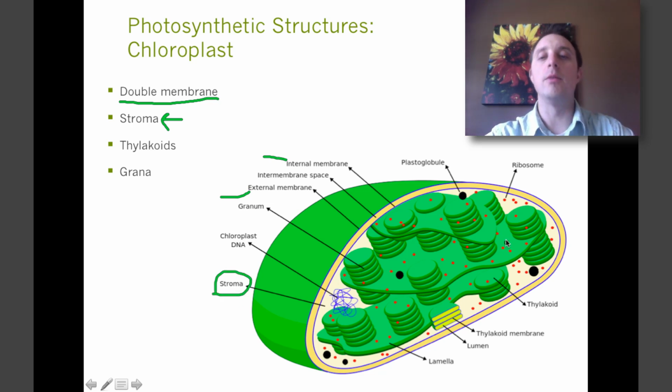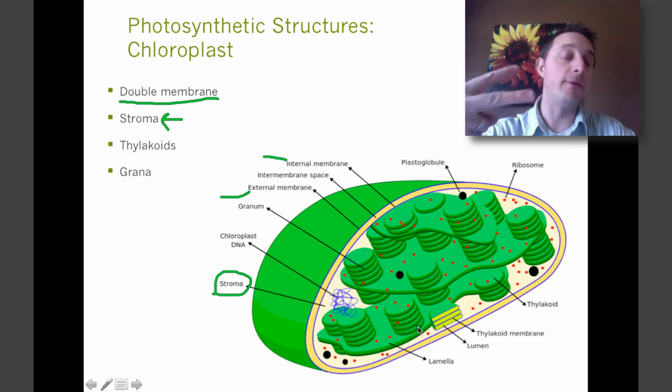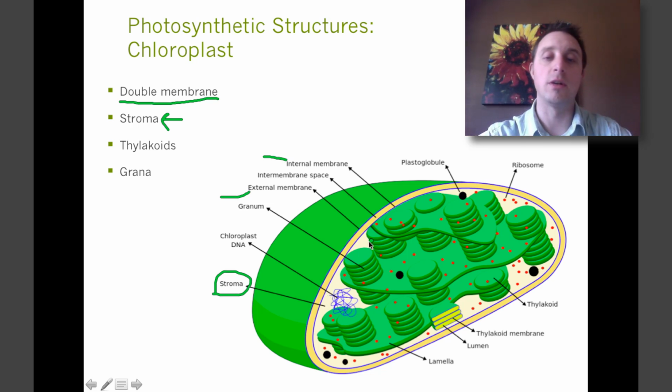So when we get to part 2 of photosynthesis, we'll talk about some reactions which are occurring out here in the stroma. Today, we will be staying mainly in these two structures, the thylakoids and the grana.